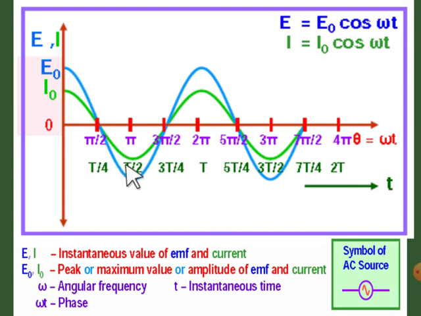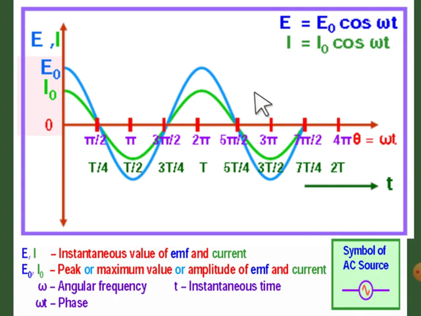That means 2 times a quarter of the time period. 2T by 4 will be equal to T by 2. So at that time, at this phase phi, we know that cosine of 180 degrees is -1, or cosine of phi is equal to -1. So it will have its peak value. E is equal to minus E naught, and I will be equal to minus I naught. That will come at this point, minus I naught, minus E naught. Somewhere here it will be minus E naught, somewhere here it will be minus I naught.